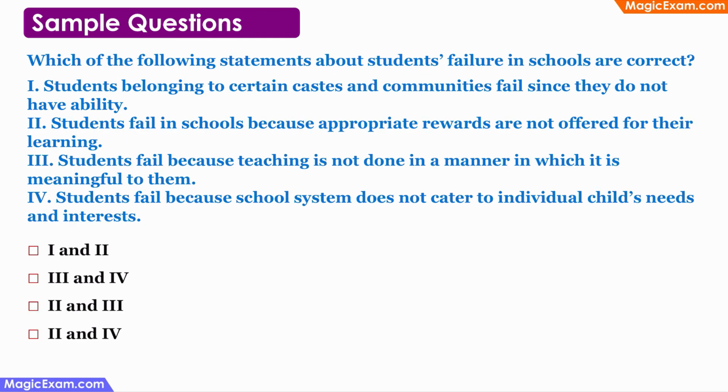Which of the following statements about students' failure in school are correct? Students belonging to certain castes and communities fail since they do not have the ability. This is a completely incorrect statement because caste and community do not have any sort of implication on learning. All children have the same kind of capabilities. They should get the correct facilities and the support. Then all children, irrespective of caste, community or religion, can perform equally well in school. So this statement is incorrect.